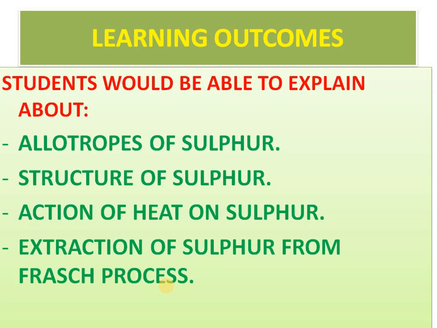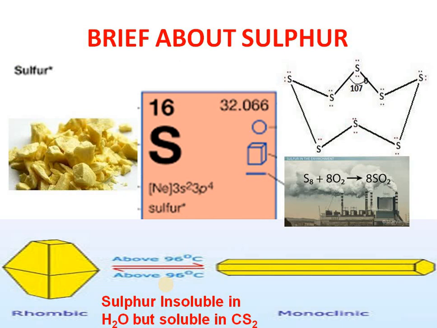The learning objectives, or learning outcomes, are that you will be able to explain the allotropes of sulfur, the structure of sulfur, the action of heat on sulfur, and the extraction of sulfur by the Frasch process. So let us start a brief discussion about sulfur.